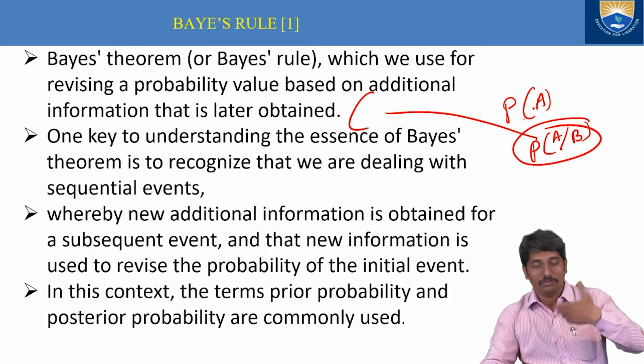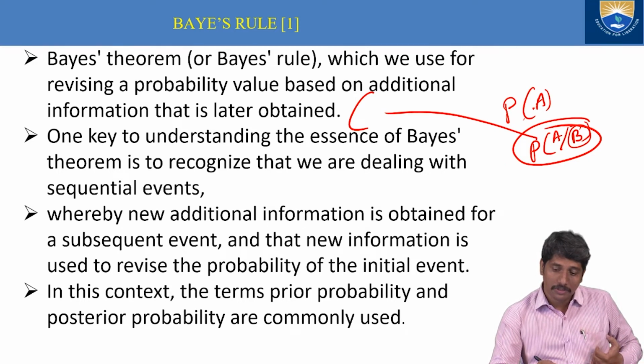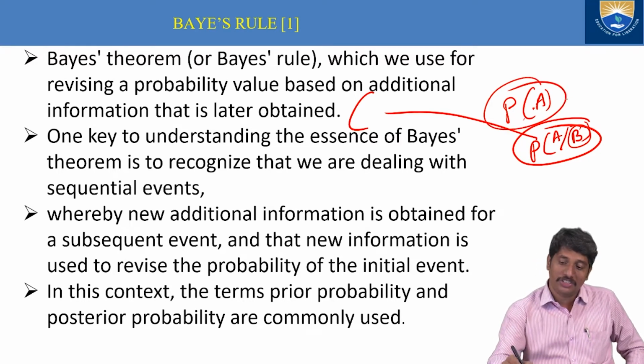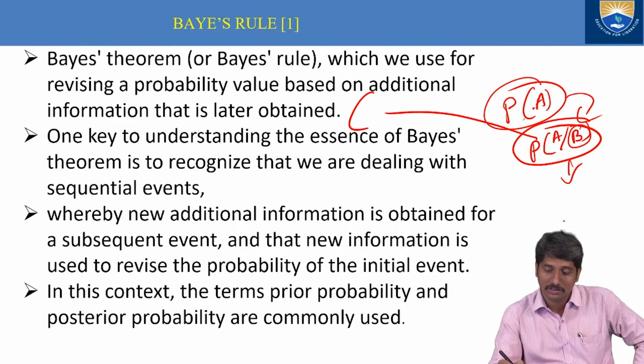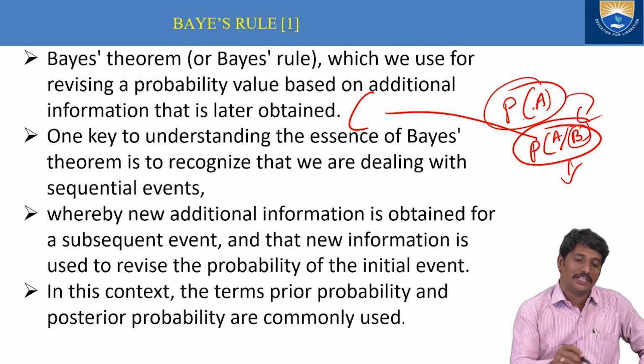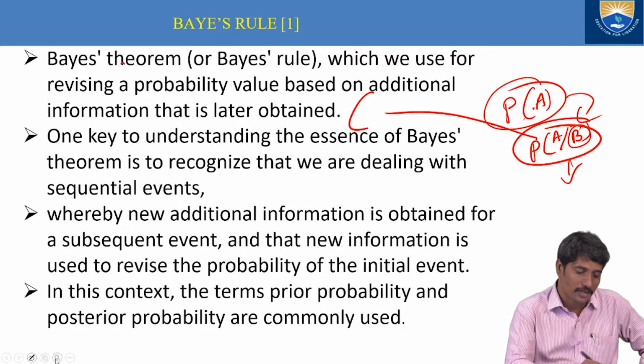So suddenly you have been given some additional information, that you call B. With that additional information, the probability of A may be changed. That is denoted by P of A given B. And for calculating this, we need some alternate rather than the definition. And that alternate is known as Bayes' law. That's what this paragraph is communicating to us.